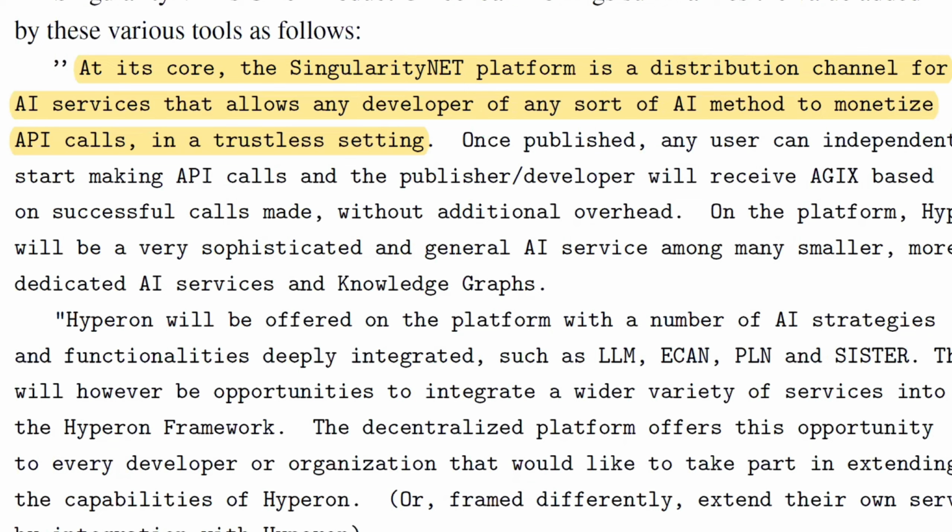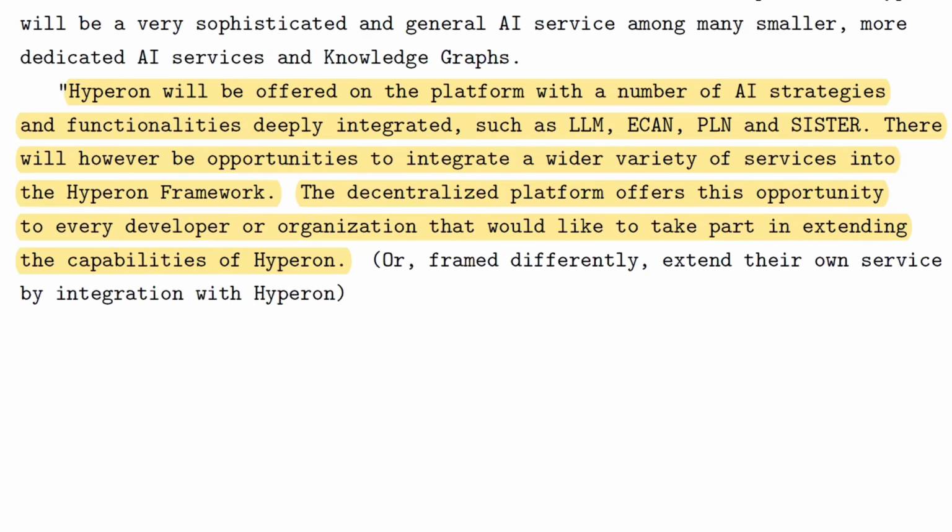And to avoid that, Hyperon could be integrated with SingularityNet, amongst other decentralized tools. As the paper states, at its core, the SingularityNet platform is a distribution channel for AI services that allows any developer of any sort of AI method to monetize API calls in a trustless setting. Hyperon will be offered on the platform with a number of AI strategies and functionalities deeply integrated, such as LLM, ECAN, PLN, and Sister. There will, however, be opportunities to integrate a wider variety of services into the Hyperon framework.